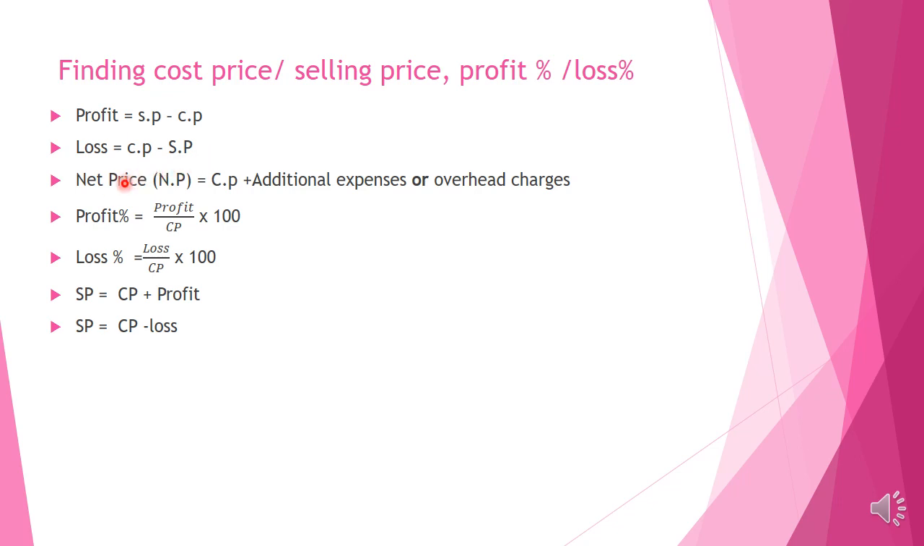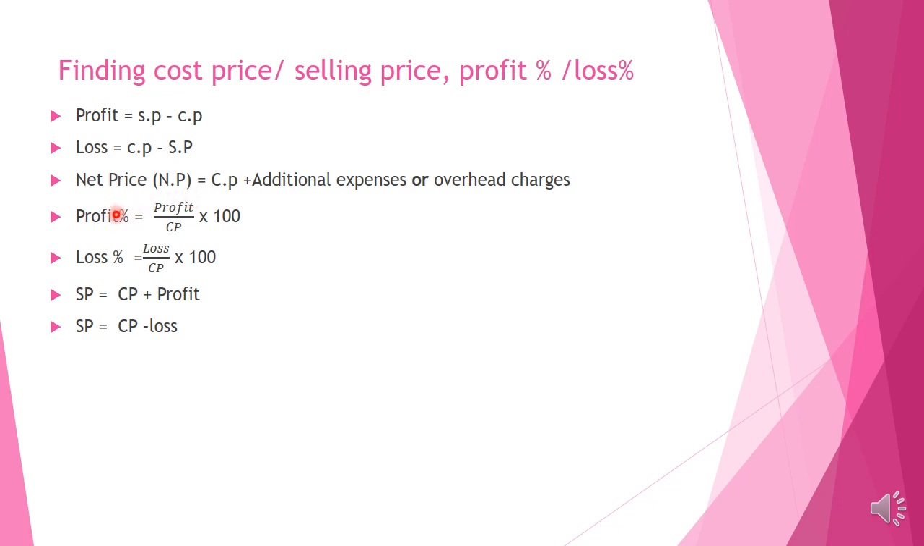Okay children, net price or effective cost price is equal to CP plus additional expenses or overhead charges. Okay, here whenever we have repair or additional expenses, we have to add the repair charge to the cost price, then we will get the net price, or we can say effective cost price.